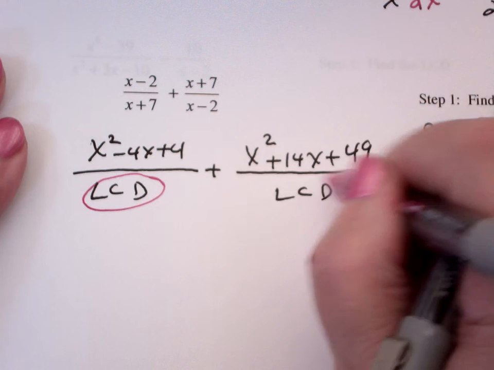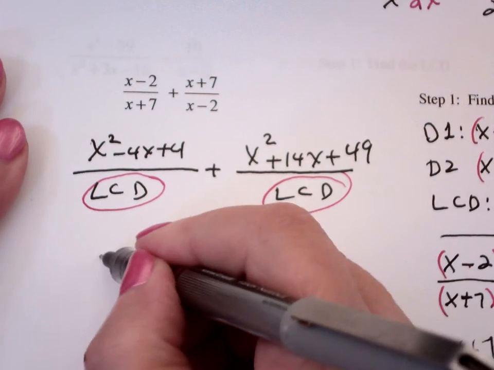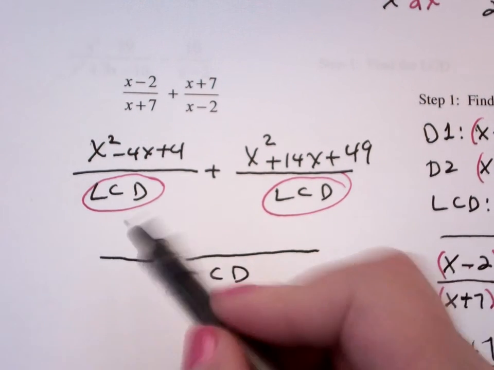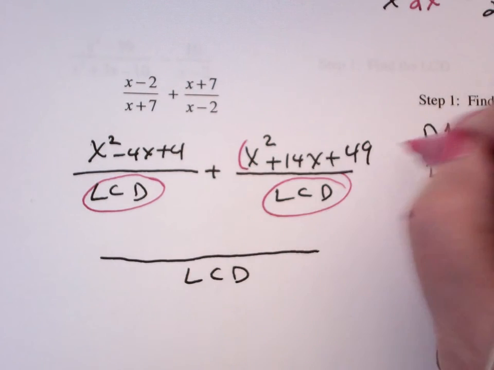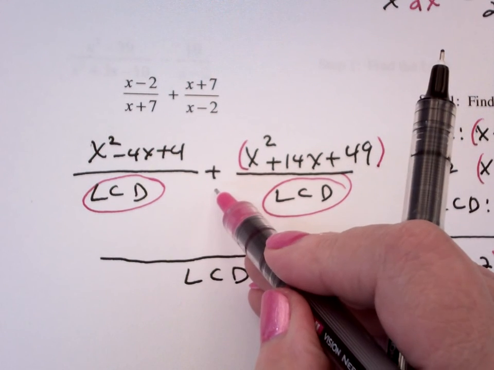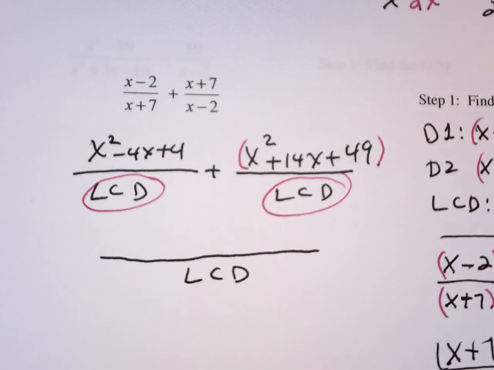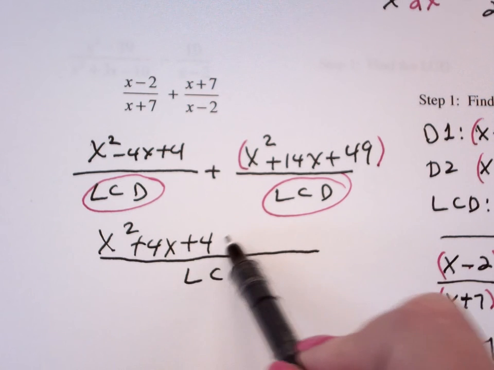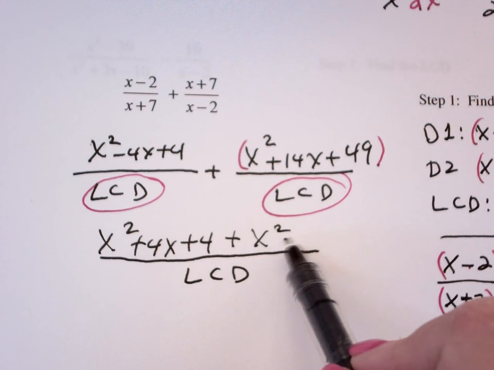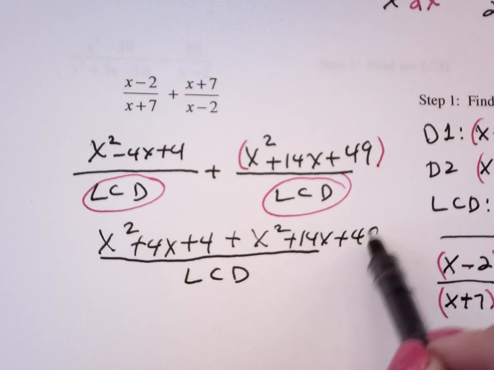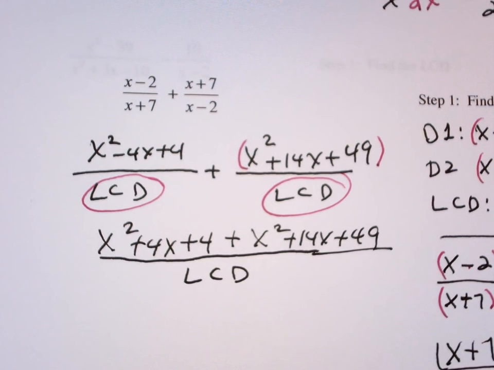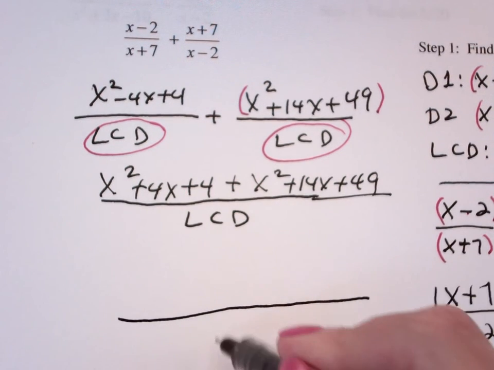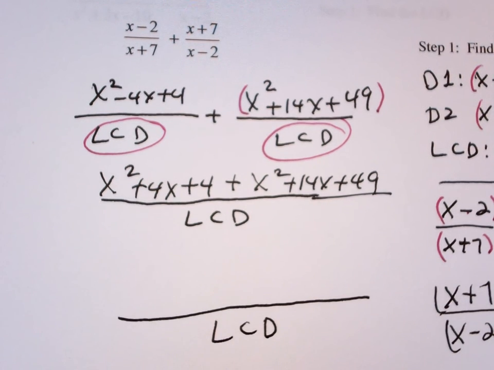Now I'm counting the same thing, so that over the LCD I'm going to take, and remember this guy's got a set of parentheses. With that plus sign there, it's not going to matter. If that were minus, it would. It would be x squared plus 4x plus 4 plus x squared plus 14x plus 49. Shouldn't that be a minus 4x? That should be a minus 4x.